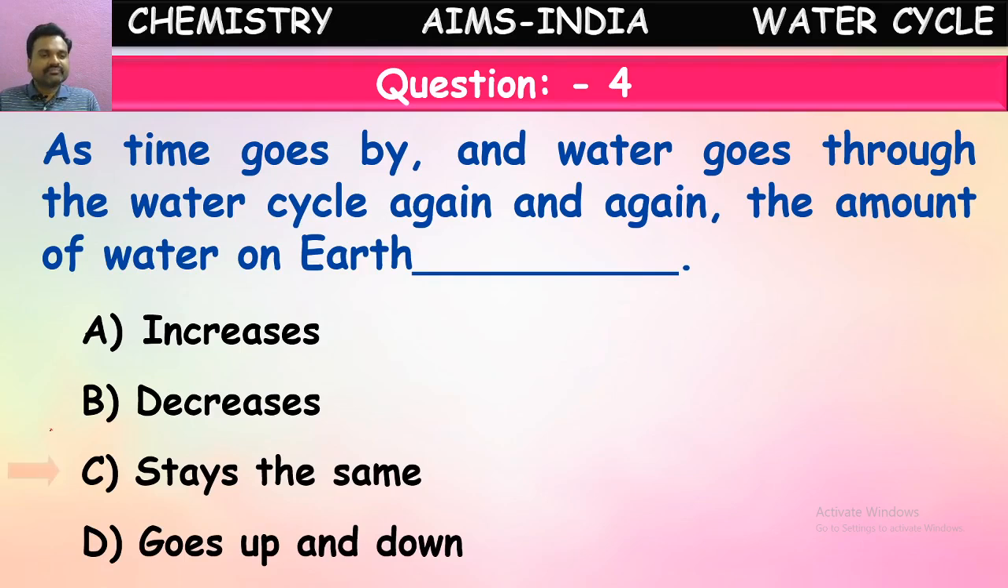Yes, it stays the same, because whichever water is evaporated comes down again in the form of rain. Whatever water comes down as rain is converted again into water vapor. So it is being rotated from there to here, it is being recycled. So the same quantity of water will be maintained on the earth's surface. It will stay the same. Okay, next question.